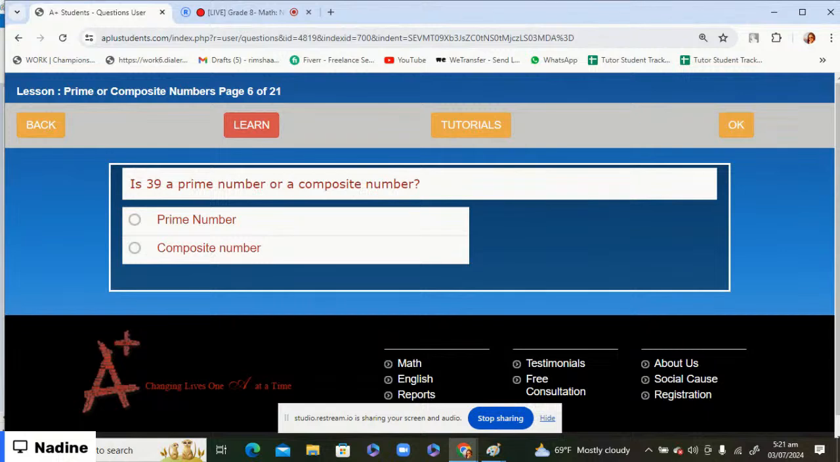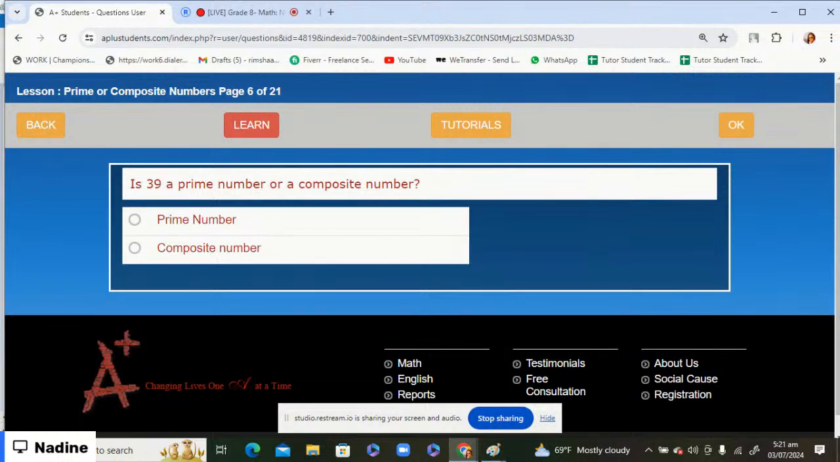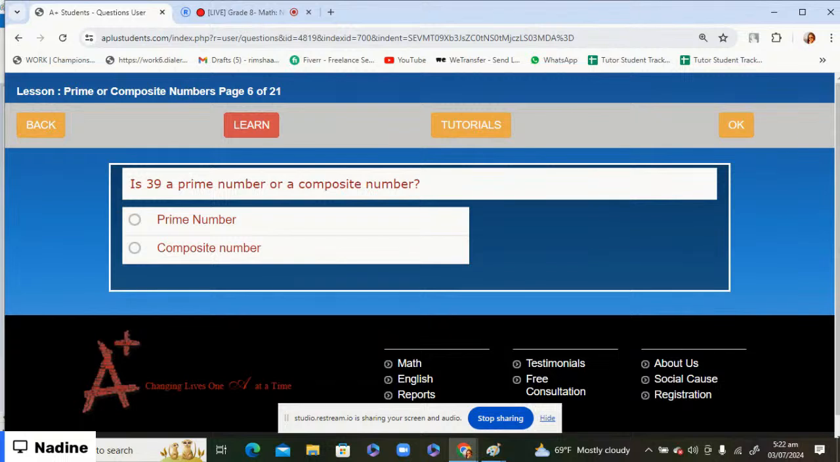Now you tell me the answer to this one. Is 39 a prime or composite number? Think about it. Take out your notebook and pencil, solve this question, and then tell me the answer. Is there any multiple of 39, or any factors of 39? Tell me if it can only be divided by itself or by some other table as well.